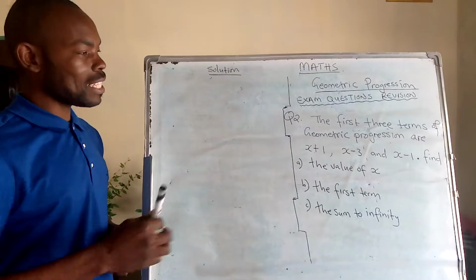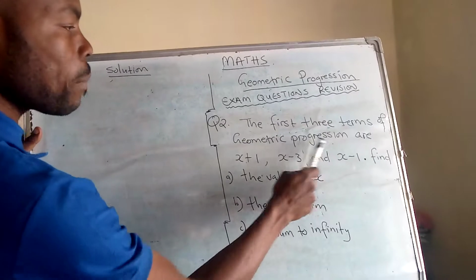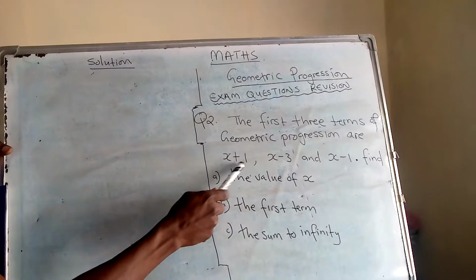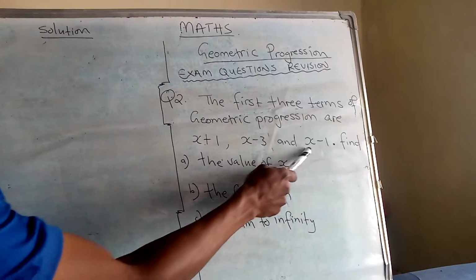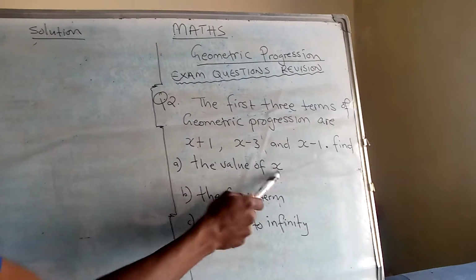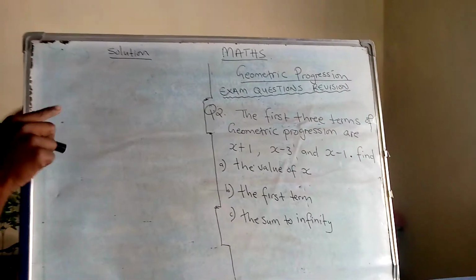So our question is like this. The first three terms of a geometric progression are x plus 1, x minus 3, and x minus 1. Find the value of x. Don't forget, the same method we used is the same way we are going to do it.